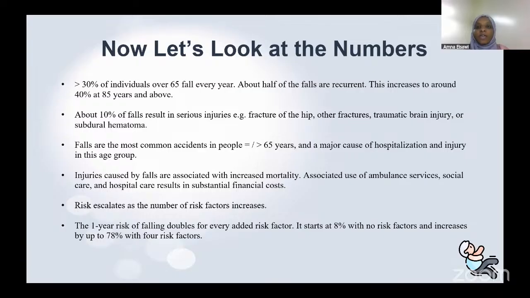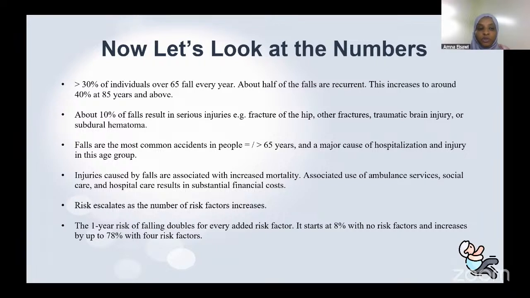Okay, let's look at the numbers. What's the epidemiological scene like? Generally speaking, more than 30% of individuals over 65 fall every year. That's a very large number. Half of those falls are recurrent, and this recurrence increases to around 40% at 85 years and above. So these are very big statistics, and that's why it's a very apparent issue in older adults in general.